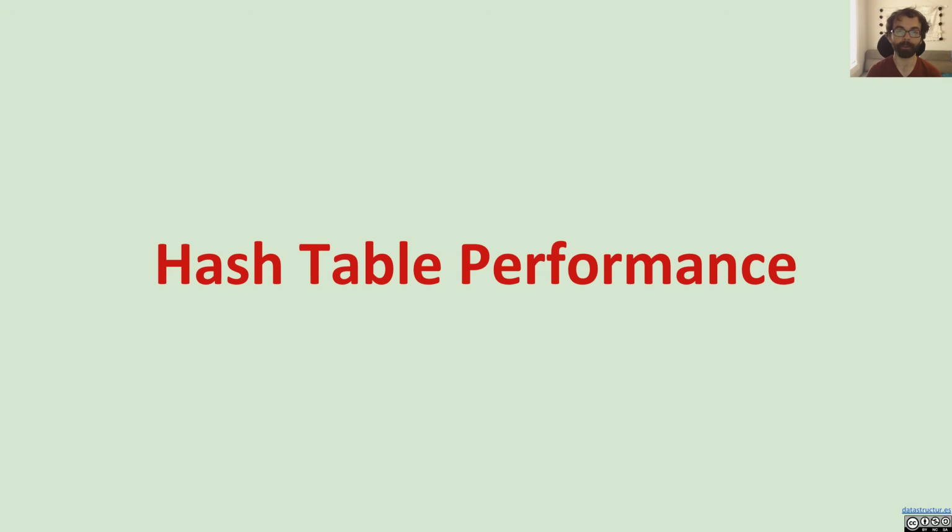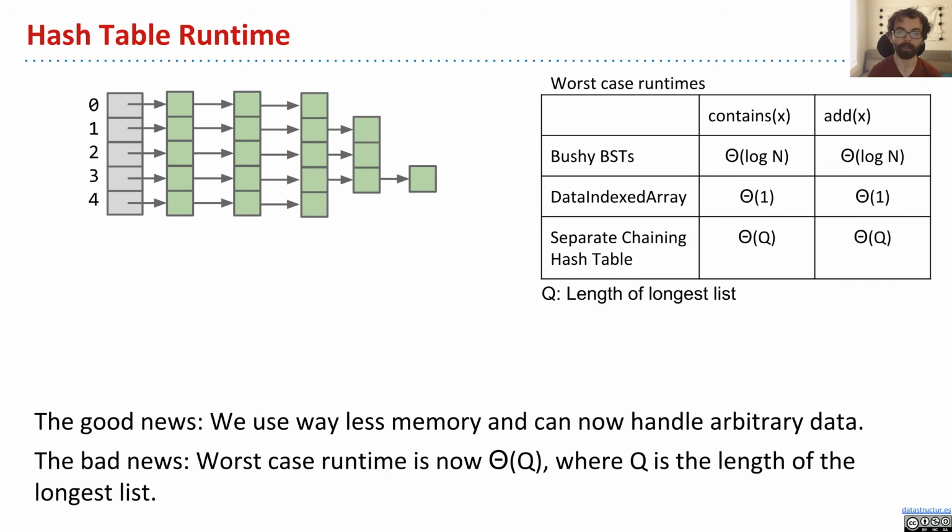We've achieved something great. We've built the hash table, but it turns out there's an Achilles heel lurking. So let's reflect on what we've achieved so far. And I'll note that compared to a data indexed array, our separate chaining hash table idea uses way less memory, and it can now handle arbitrary data as long as we have a hash code function.